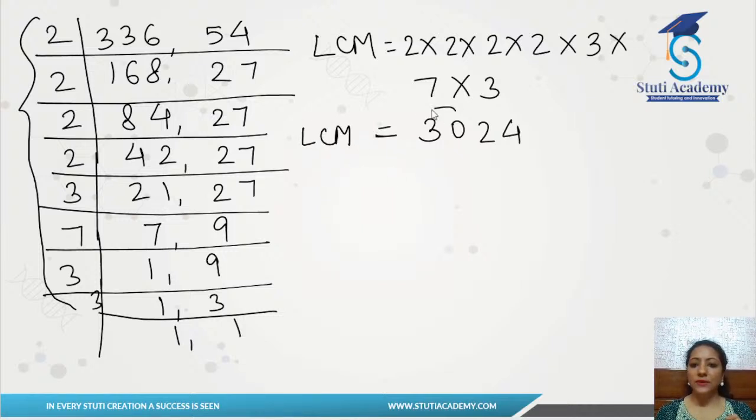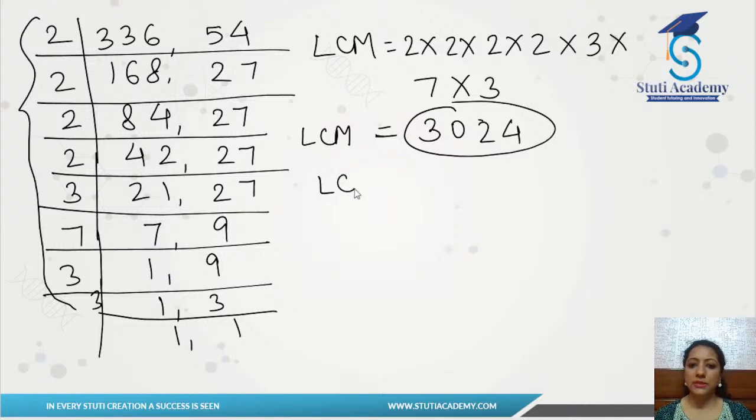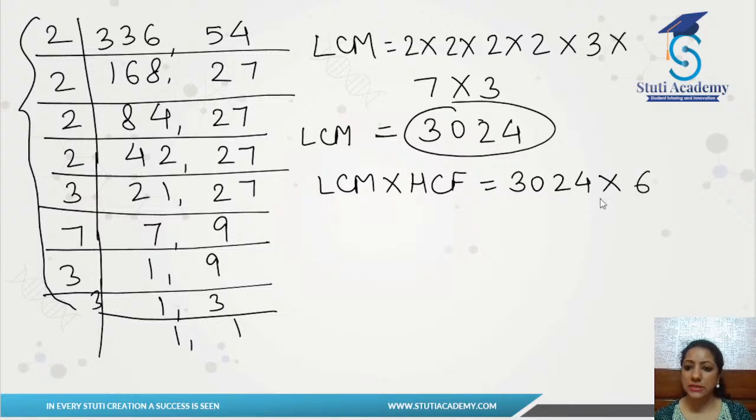Now you have the LCM here, and you also have the HCF, that is 6. Now we'll take the LCM into HCF. That means we'll take 3024 times 6. So this will come out to be 18,144. This is what we have got.